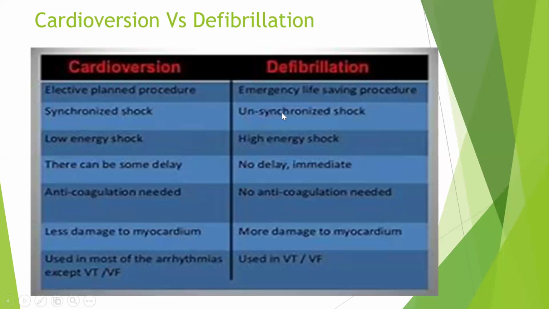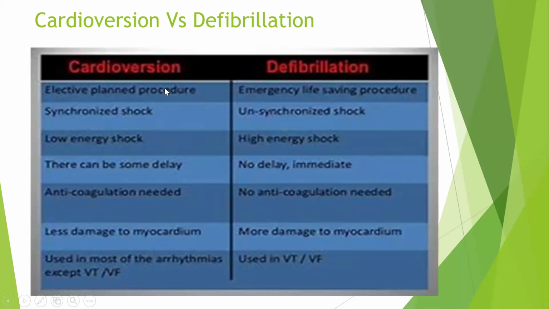Why in defibrillation you don't have the time, you don't need to synchronize your shock. Cardioversion requires low energy, like he mentioned. Defibrillation requires high energy. Because it's elective, cardioversion may take some time. In fact, that's why a lot of times, especially for atrial fibrillation that has been there for 48 hours, before you cardiovert, you want to anticoagulate this patient. So you can have some delays, but no delay in defibrillation, okay?